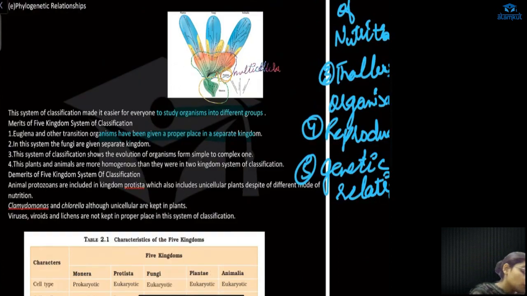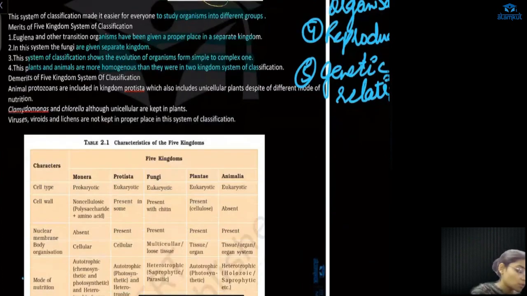Okay, and from the evolutionary point of view, what happened? Simple to complex, they were easily going from simple to complex. Okay, so these are some of the merits. Like in this system, fungi are given a separate kingdom. Then the system of classification shows evolution of organisms from simple to complex. These plants and animals are more homogeneous, then they were put into the kingdom system of classification.